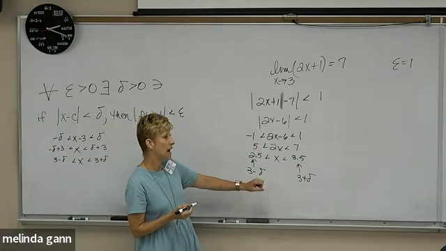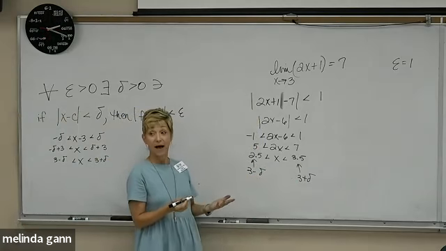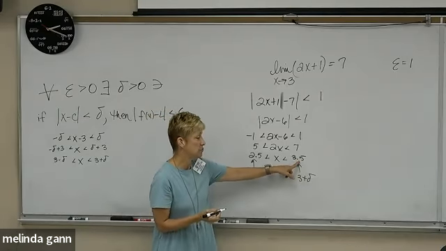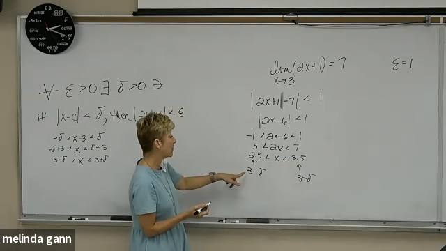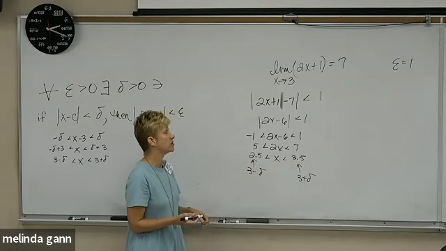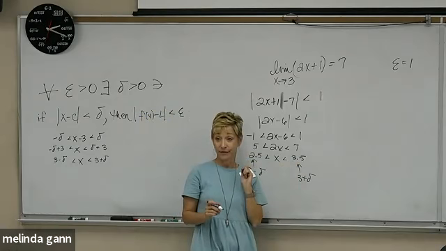Apparently, what do I need delta to be? 0.5. Why? Because 3 plus what is 3.5? 3 plus 0.5. And by the way, even 3 minus 0.5, it's got to work both places, right? So you say epsilon's 1. What am I going to say delta is?